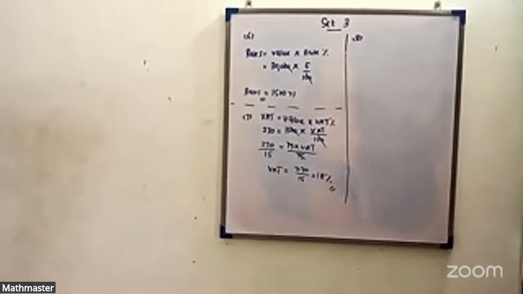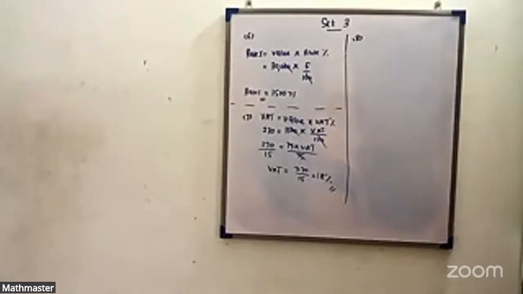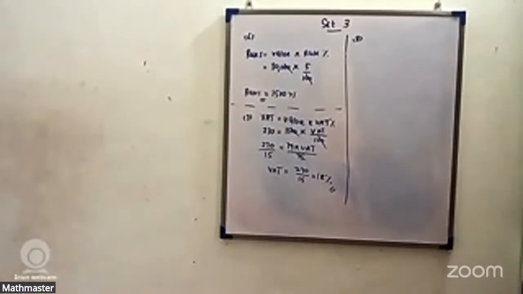Please mute the mics. Please mute the mics, children. Please send the tute again. I sent it, right? Okay, I'll send it again. I sent the tute in the group. Okay, I'll resend it again. Okay, see the group, I've sent it again.